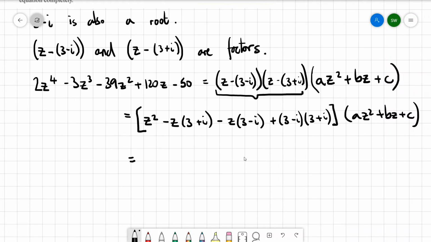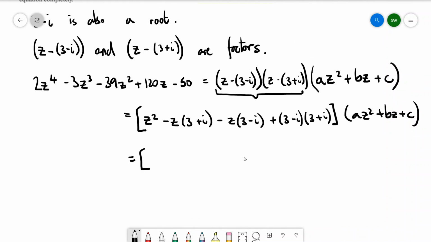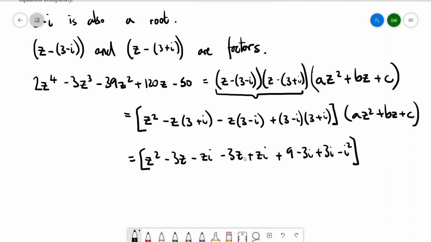And next, let's simplify what's inside the square bracket. Let's expand it a little bit more. And notice that when I do minus i times i, I'm going to leave that as minus i squared for now, just so I don't make any mistakes when I simplify i squared. So now let's simplify what's inside the square bracket.